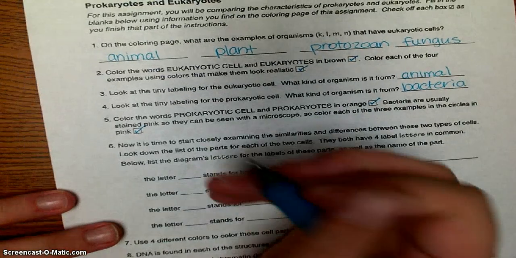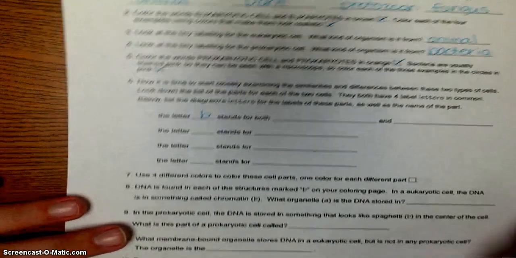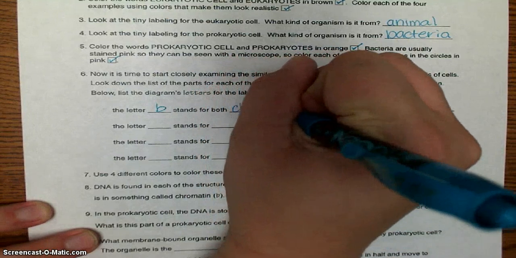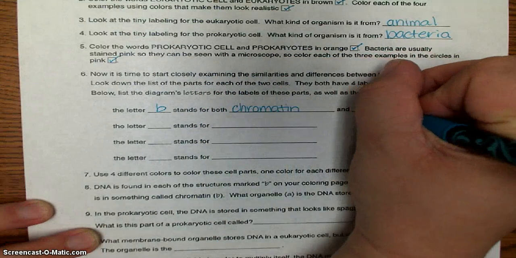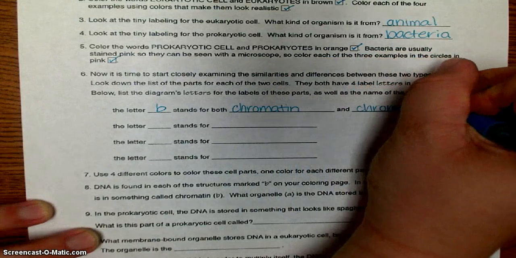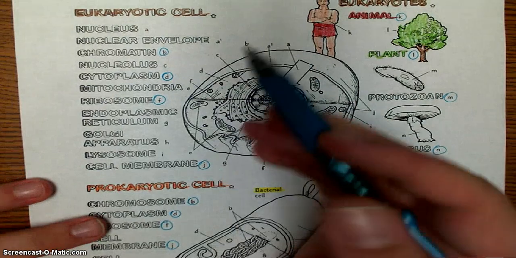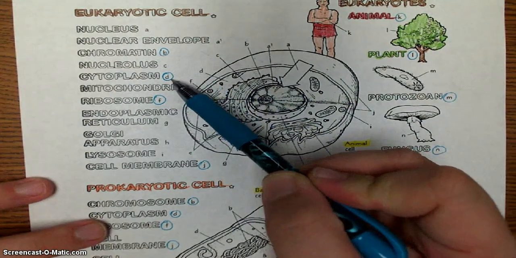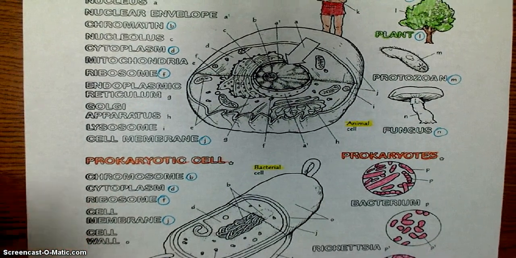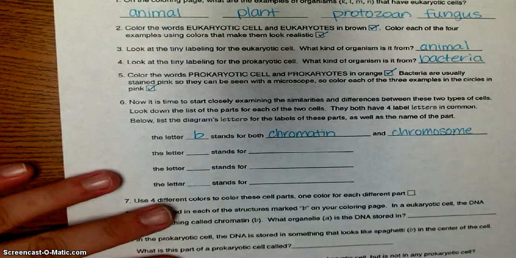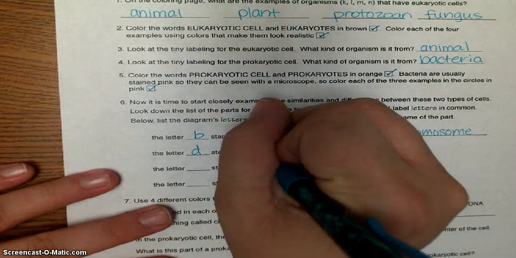So on the back, I'm going to say the letter B stands for both chromatin and chromosomes. All right. The next letter they have in common is letter D, which is the cytoplasm. The cytoplasm is the jelly-like substance that floats inside of the cell, which is what everything is sitting in. It kind of looks like jello. So letter D stands for cytoplasm.